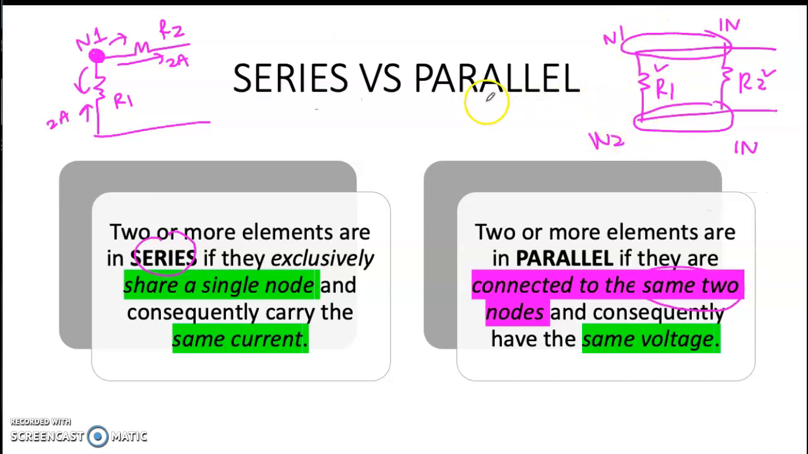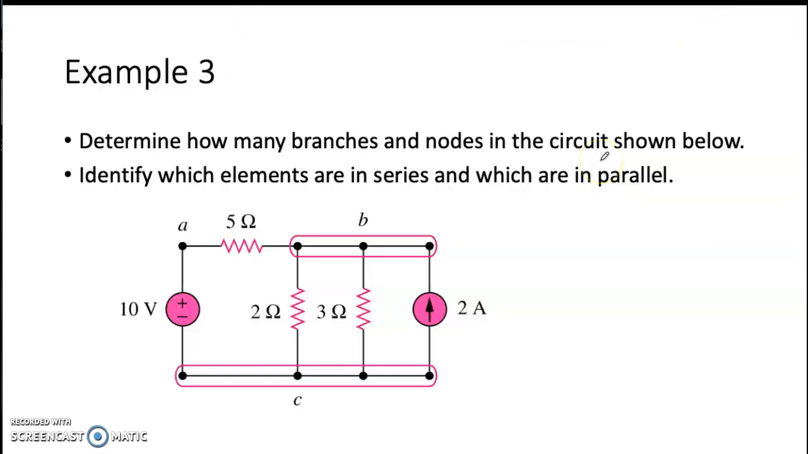If we represent this like this, so this is R1, this is R2. So both ends are connected to the same nodes. So we call this one parallel. Okay. And in parallel circuit, they are having the same voltage. So let's say the voltage here is 2 volt across this branch, and we have another here will be also 2 volt. So they are having the same voltage.